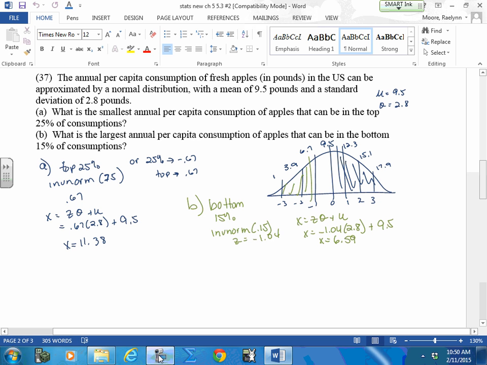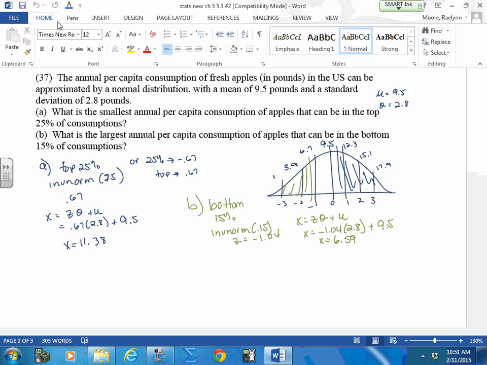All right, go over this one while I grab one. Now, place this on your curve. You have consumption. 9.5 is your mean. I want to see the spread for your curve. The smallest annual per capita consumption of apples, that puts you in the top 25%.